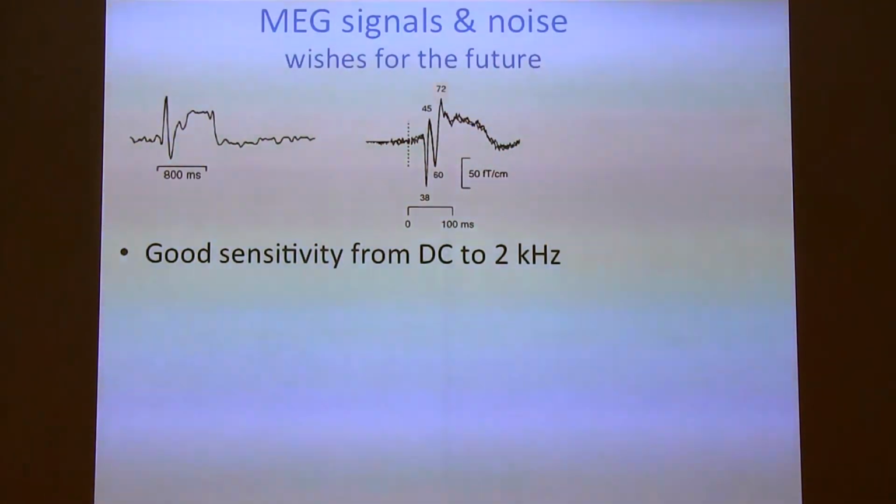So just to conclude for the future: at present we have devices that are expensive and can't be moved to different places, as we heard from Xavier, but they give us pretty good signals. In the future, the wish would be to have good sensitivity from DC to 2 kilohertz, for example. Like in these early studies, we had a stimulus that lasted almost 1 second, and we have a very nice, clear, sustained response after that.